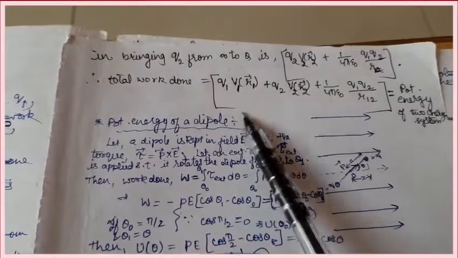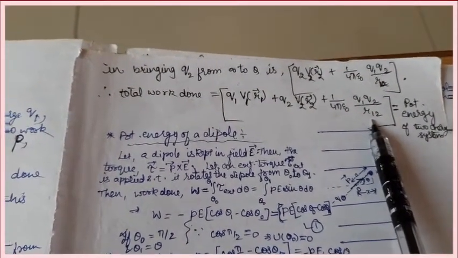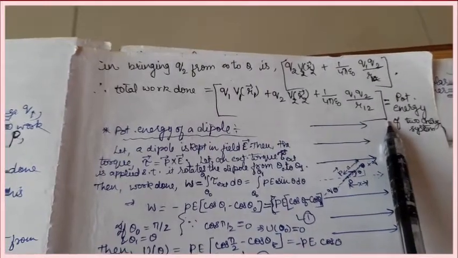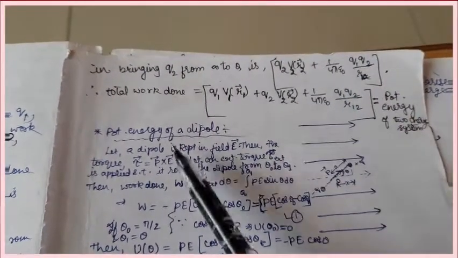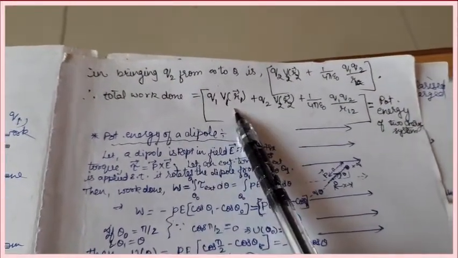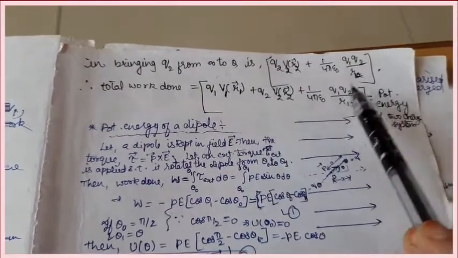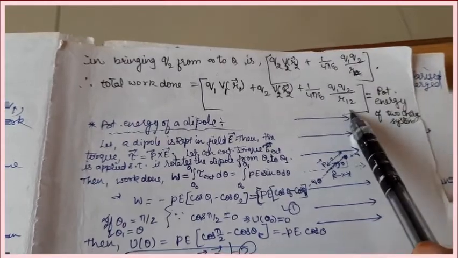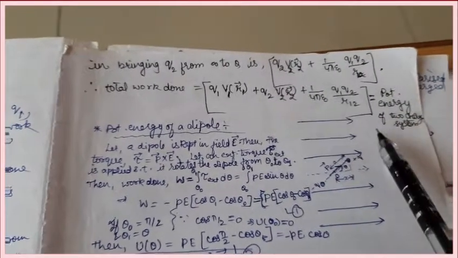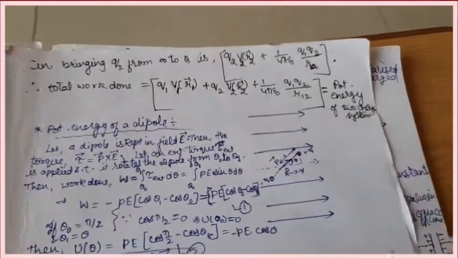So the total work done in establishing the system of two charges will be the sum of all the values of work done, this plus the previous work done bringing charge Q1. So that is Q1 V1 plus Q2 V2 plus 1/4 pi epsilon Q1 Q2 by R12. And this work done is the potential energy of the system of two charges.